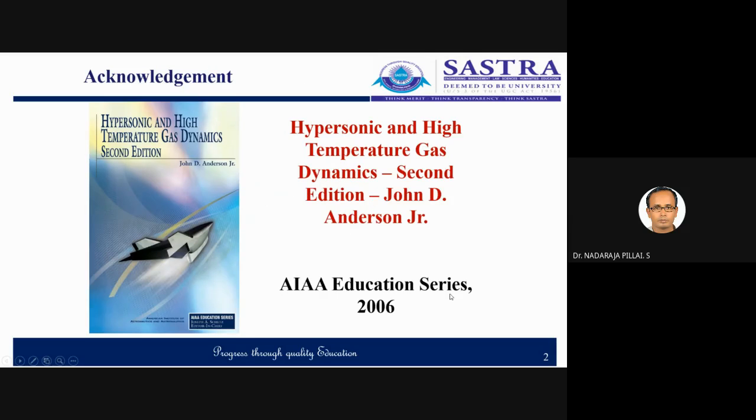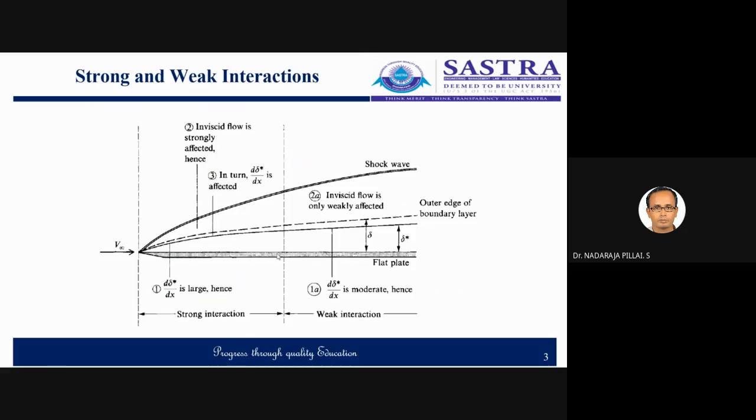I acknowledge John D. Anderson's Hypersonic and High Temperature Gas Dynamics. So this is what we discussed: you have a strong interaction region and a weak interaction region, and for the weak and strong interaction regions, the properties and the chi bar, which we discussed in the last class. Today we will discuss the weak interaction, where d del star by dx is moderate. We already know that the feedback is very limited, or very small, or at times we don't consider any feedback.